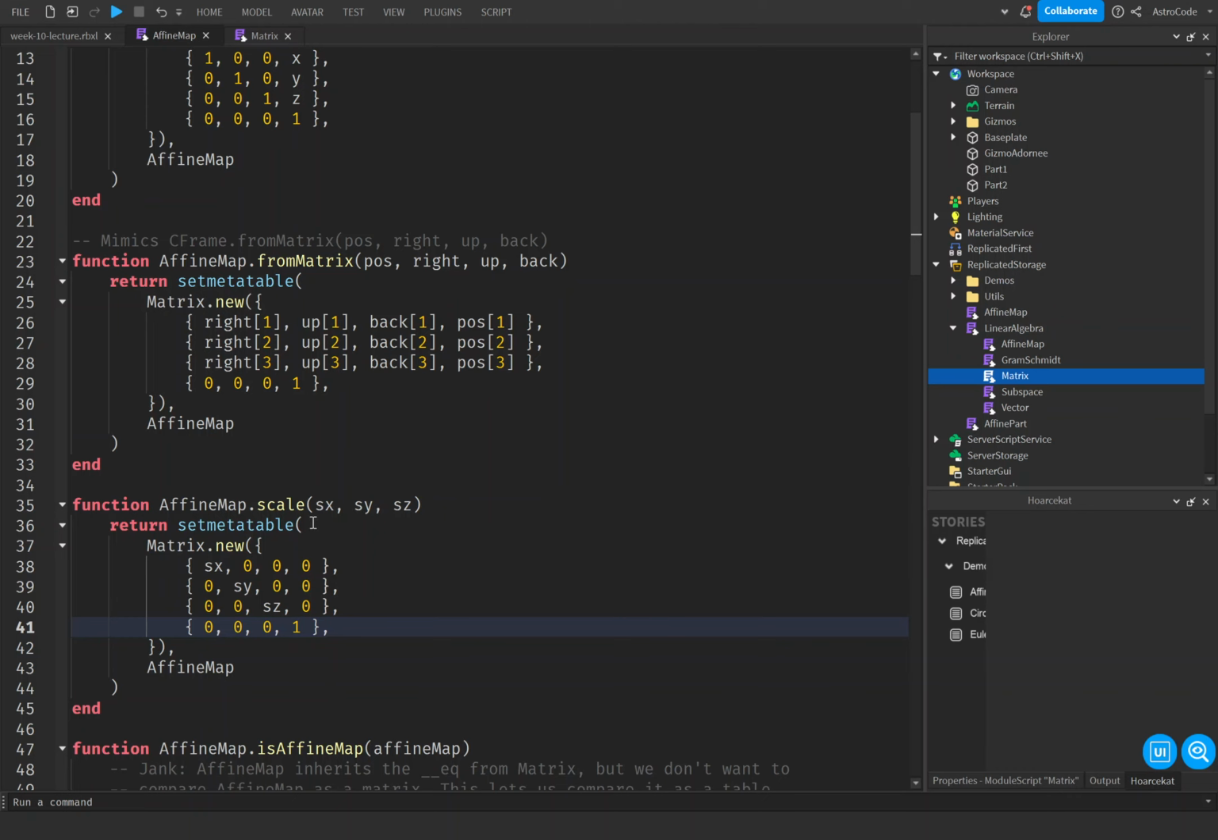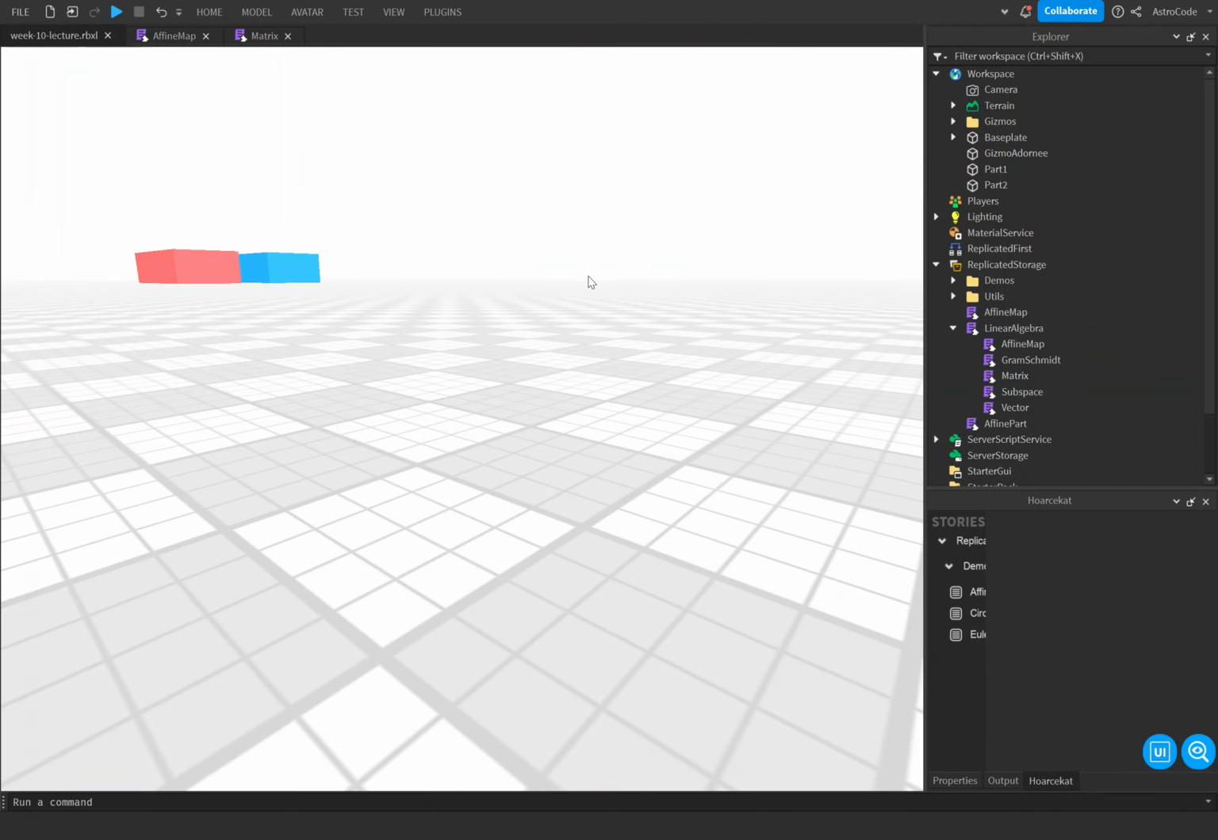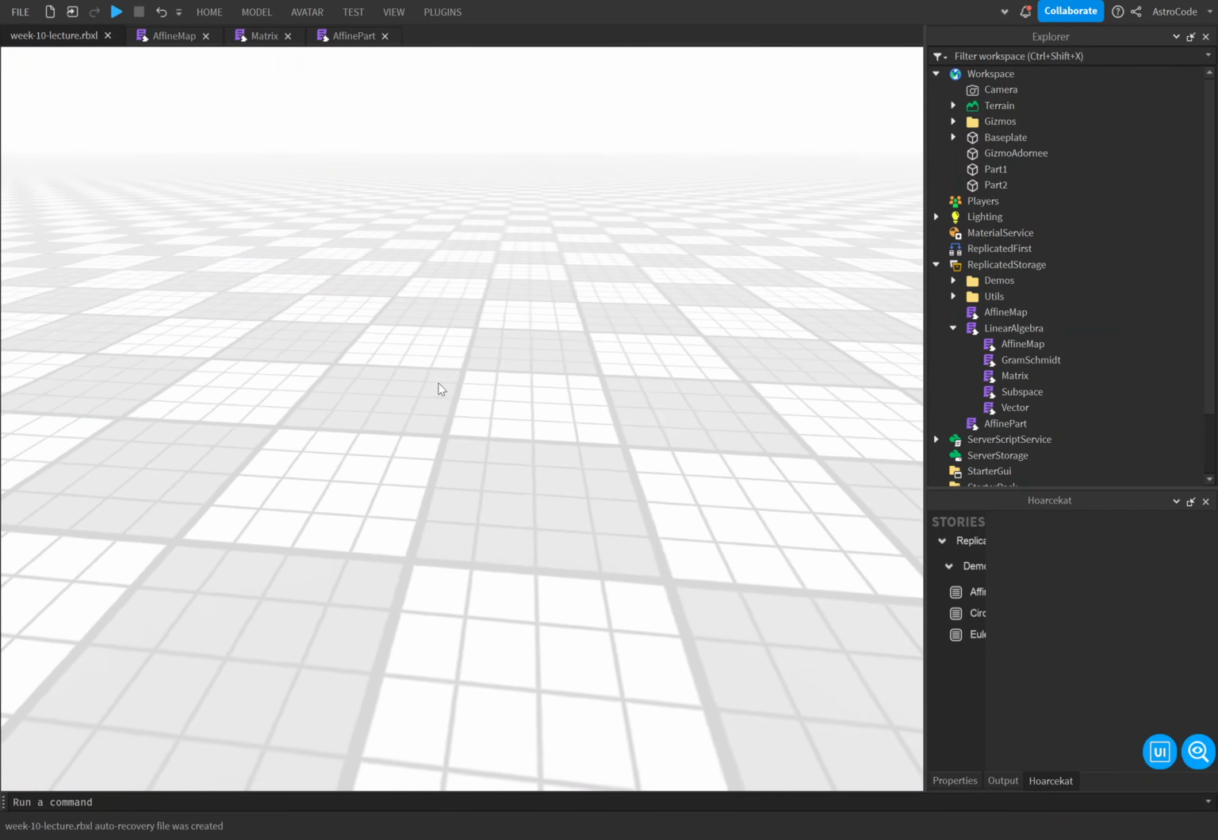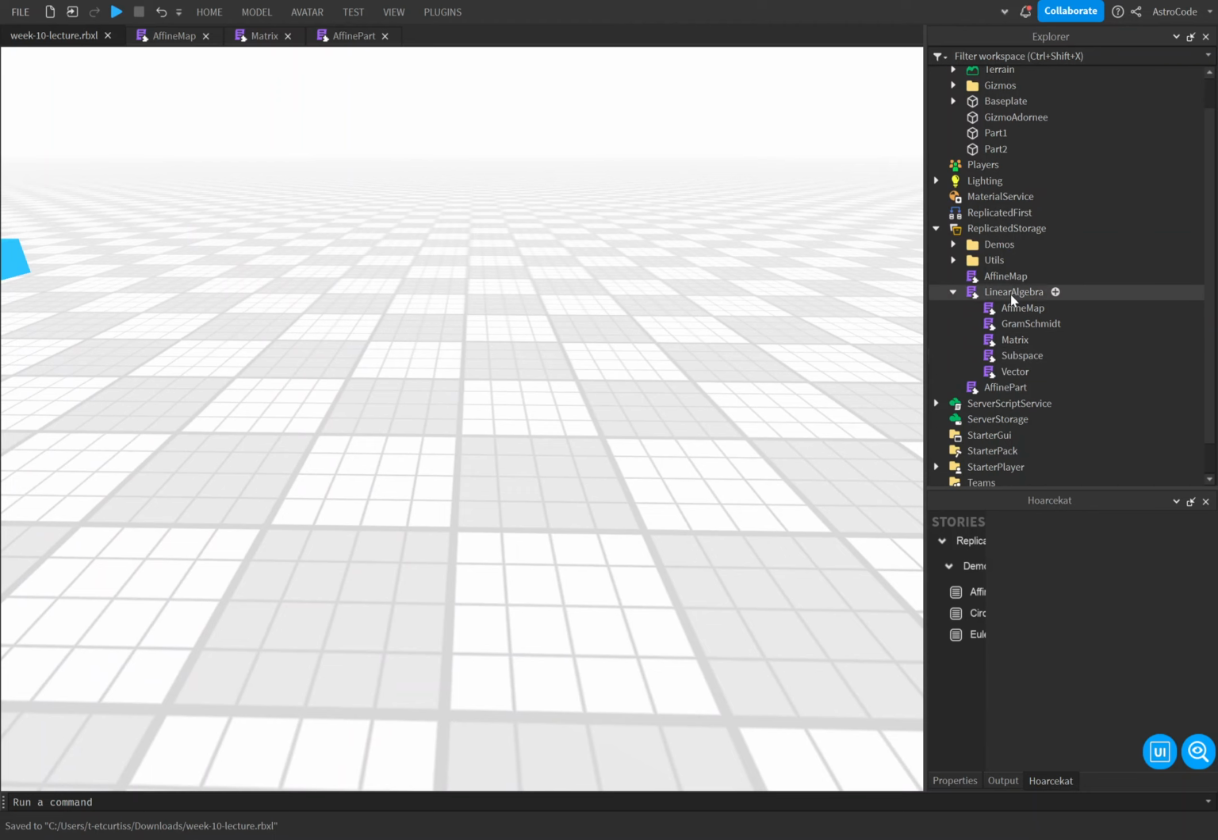I want to demonstrate what this looks like. Now, before lecture, I wrote this affine part object, which should hopefully allow us to visualize our affine maps. The caveat is that I have not tested it. I wrote this in about 10 minutes. We're going to find out right now if it works.